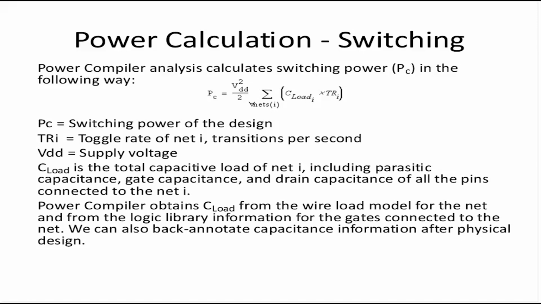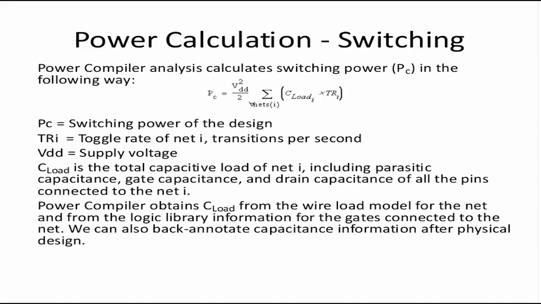So this kind of power again is an estimate because the load itself is an estimate, right? So P_C is equal to V_DD squared by 2, P_load into T_R_I, which is the toggle rate. P_C is the switching power of the design. Toggle rate is the toggle rate of the net i, transitions per second. V_DD is the supply voltage, right?